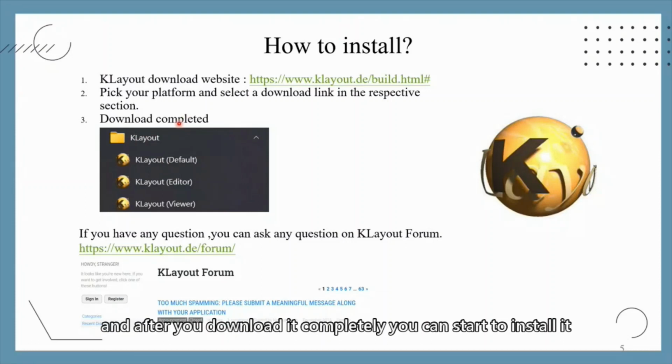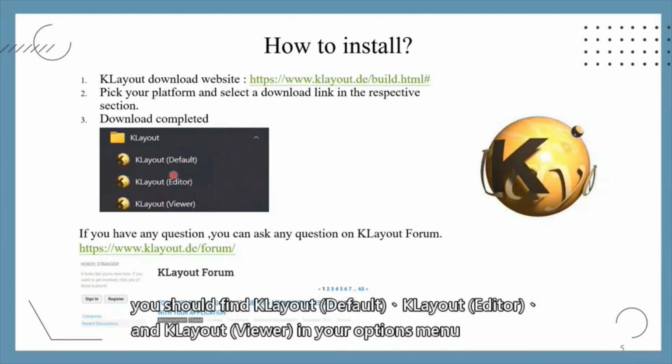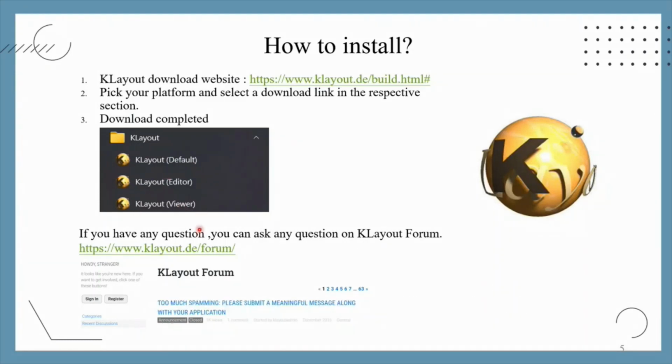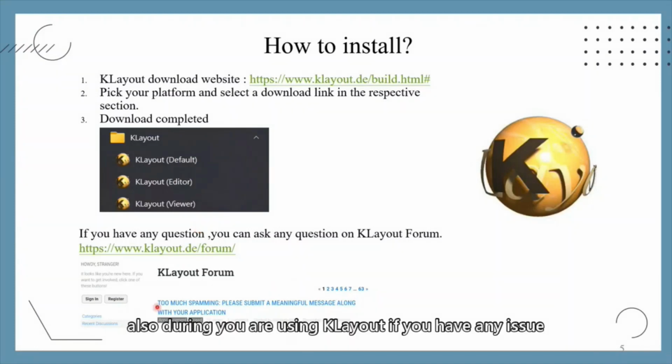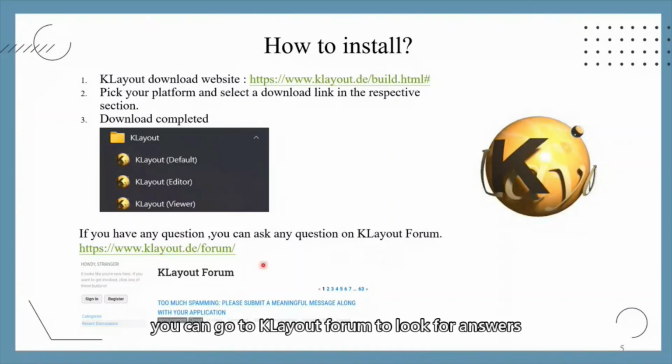And after you download it completely, you can start to install it. After you install, you should find the K-layout default, K-layout editor, and the K-layout viewer in your options menus. Also, while you are using K-layout, if you encounter any issues when you download or install it, you can go to the K-layout forum to look for answers.